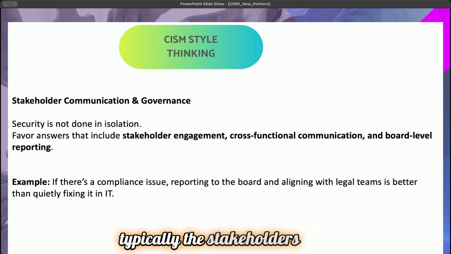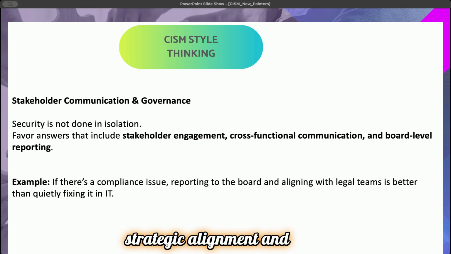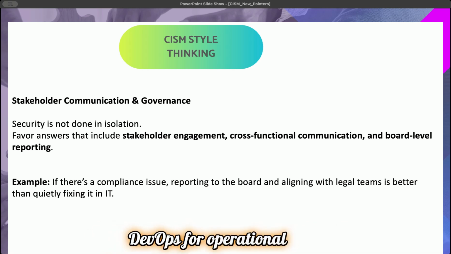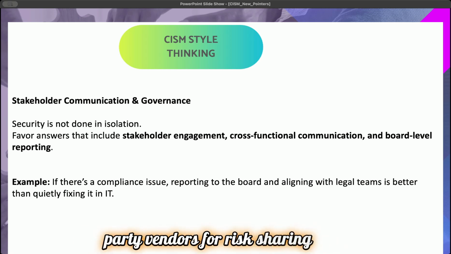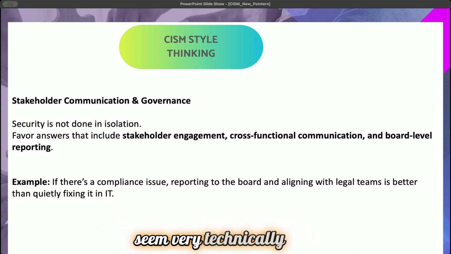And who are typically the stakeholders in CISM context? The executives and boards for strategic alignment and funding, legal and compliance team for reporting, breach handling, and obligations, HR for insider threats or awareness programs, IT and DevOps for operational control execution, and third party vendors for risk sharing and service level understanding. An exam tip: when two answers seem very technically correct, choose the one that demonstrates stakeholder collaboration or business communication.